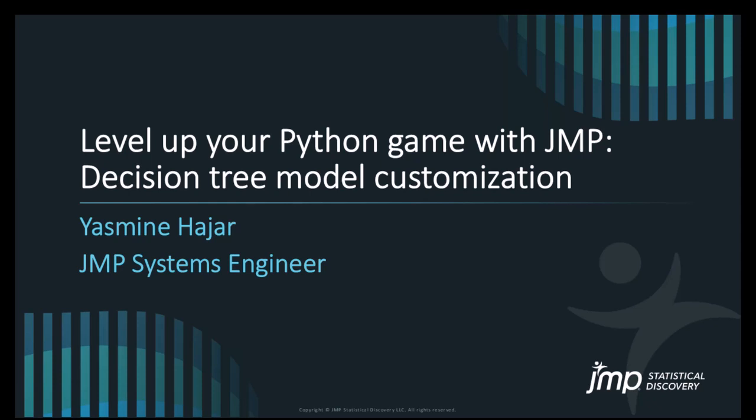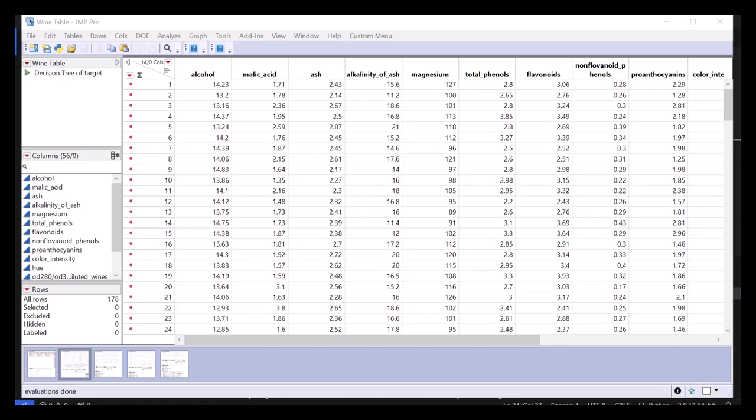Hello. In this video, we're going to look at creating a decision tree in JMP. Specifically, we're going to see how to customize such a model. We're going to start with how to create one in Python, just quickly giving an overlook of the outcome or the results. But then we're going to dive deeper into the customization capability in JMP.